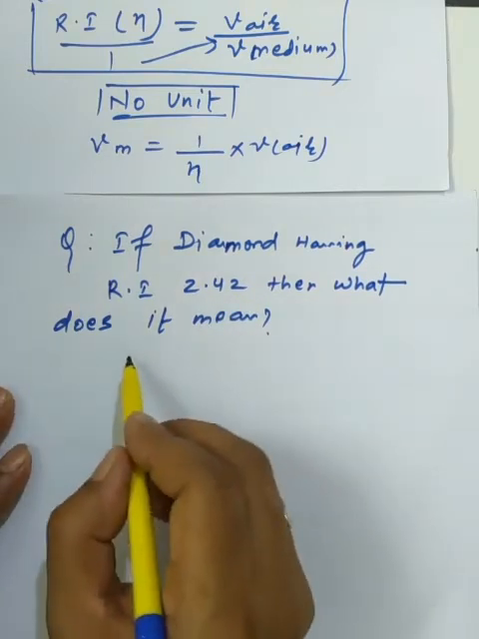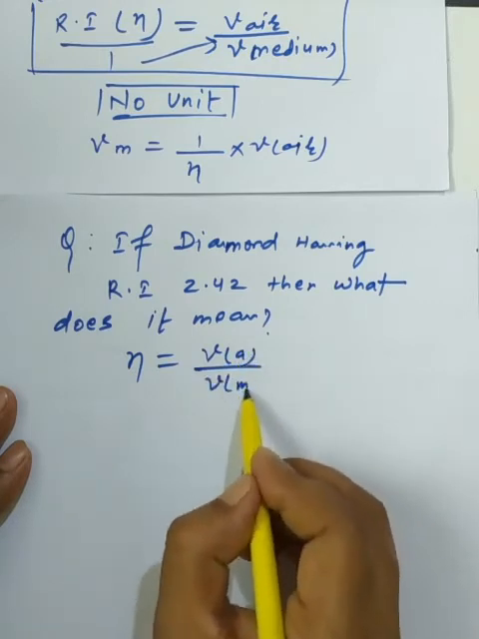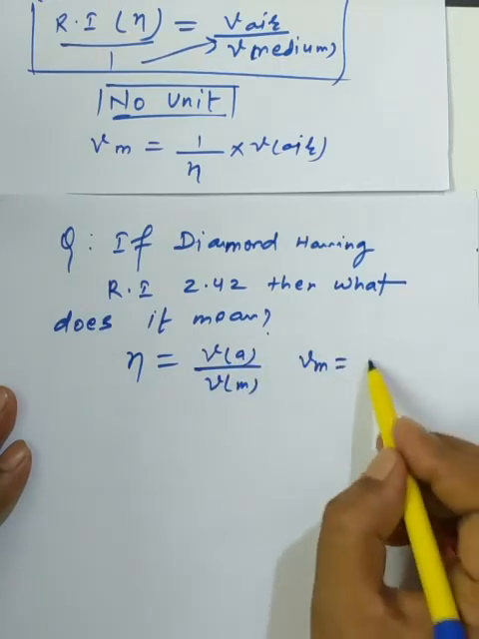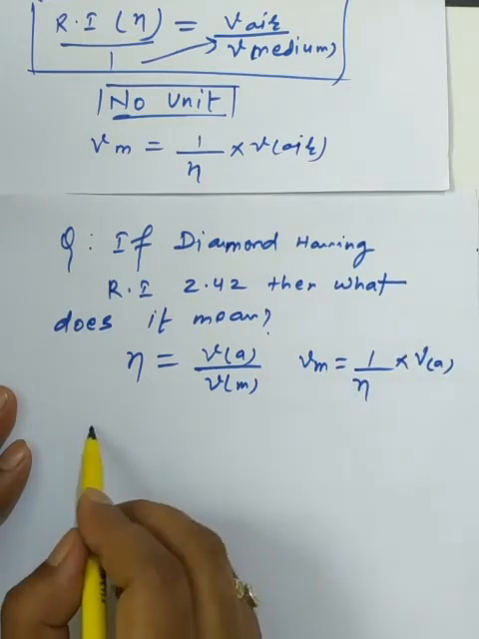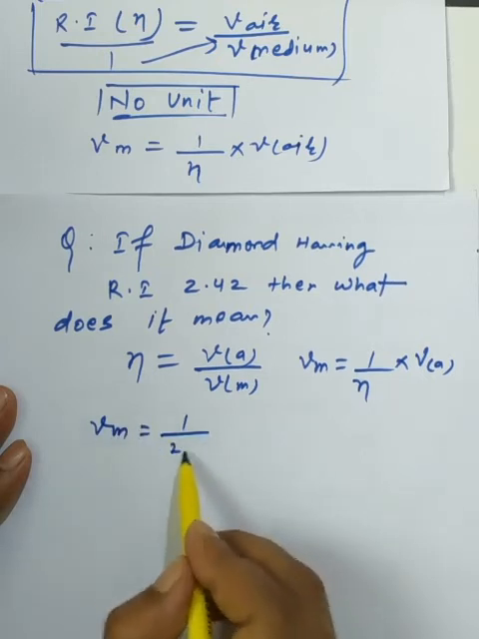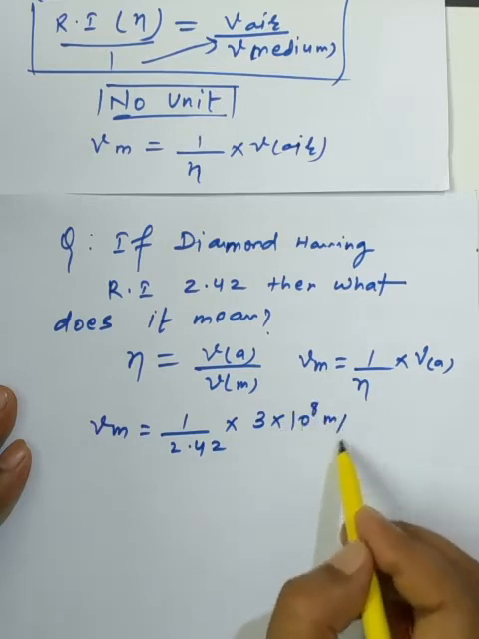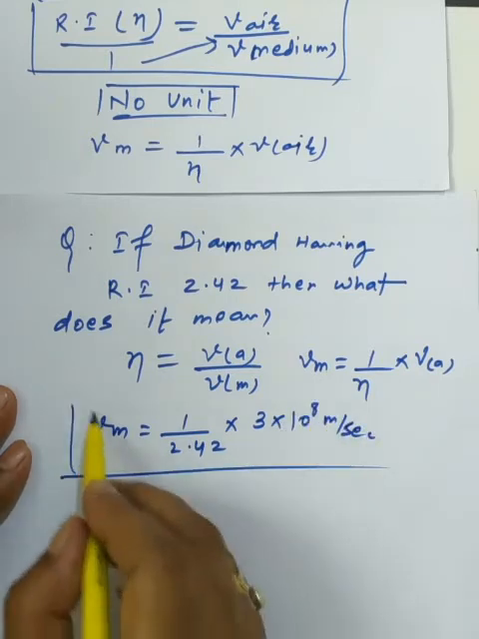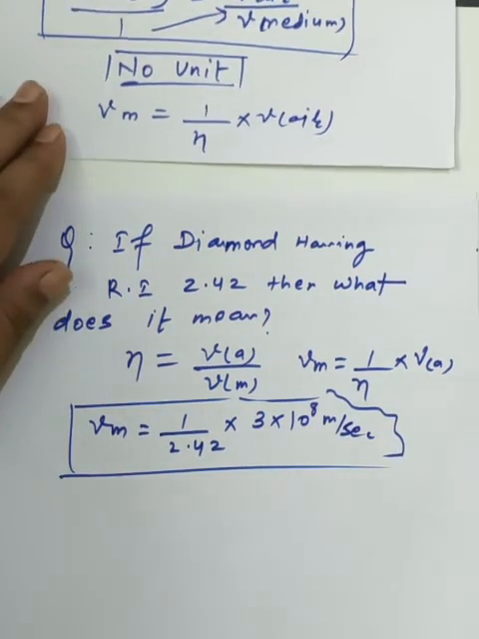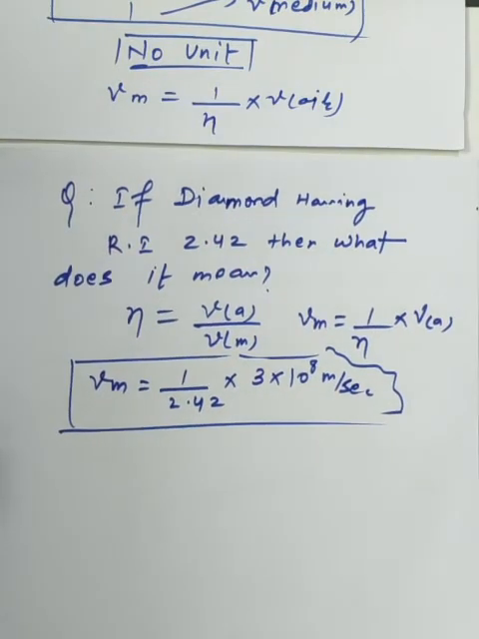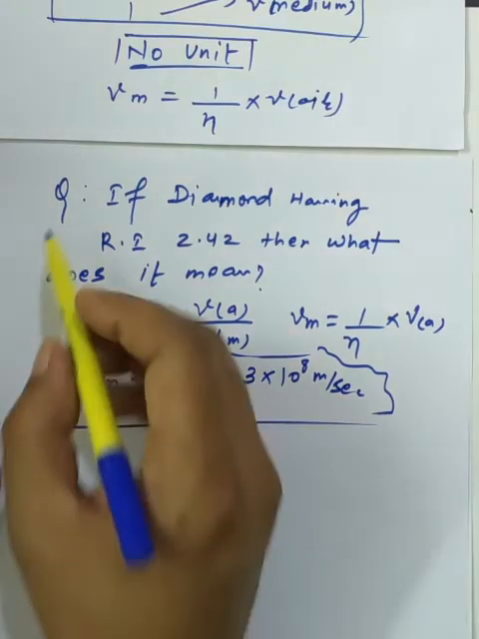So we are just using the simplest formula: refractive index is the velocity of light in air to the velocity of light in medium, and we have been asked for the velocity of light in medium, which is the velocity of light in air divided by the refractive index. So the velocity of light in medium is 1 upon 2.42 times the velocity of light in air, that is 3 into 10 to the power 8 meter per second. Definitely, on behalf of the refractive index, each and every medium has the ability to reduce the velocity of the light in air. So this is the general explanation of that question.